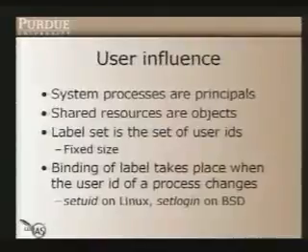So quickly, two case studies. One is user influence. So we take the system processes as our principals, and all the shared resources on the system are our objects. These are files, logs, global variables, whatever you have available on the system. The label set is actually the set of user IDs, which is a fixed size on a system because user IDs, I think they're bound at kernel compilation or something, the number. And the actual binding of the label takes place when a user logs in through various programs who can do that, but usually it boils down to just a system call, setuid on Linux or setlogin on the BSD family. So basically the group of principals who can generate a label is limited to those who provide a login.